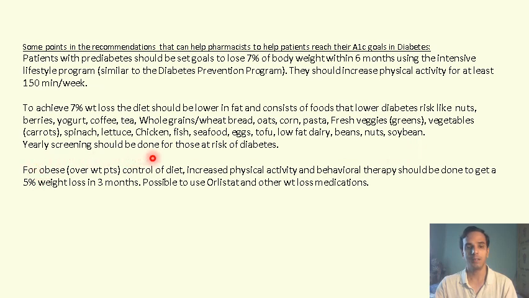Yearly screening should be done for those at risk for diabetes. The goal is to get a 7% weight loss by diet within 6 months. For obese or overweight patients, control of diet is also considered, as well as increased physical activity and behavioral therapy. They should try to go a little slower with 5% weight loss in 3 months. They can use weight loss medications like Orlistat, which is available over the counter.